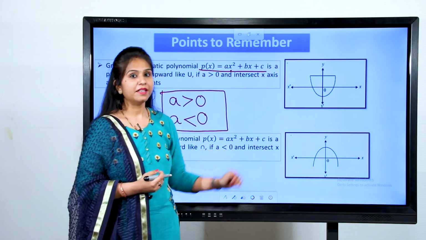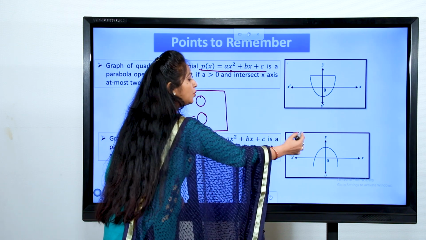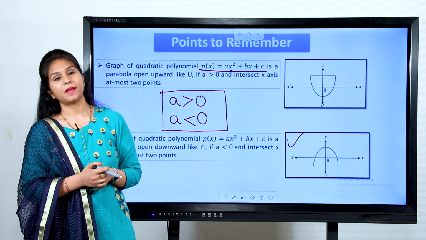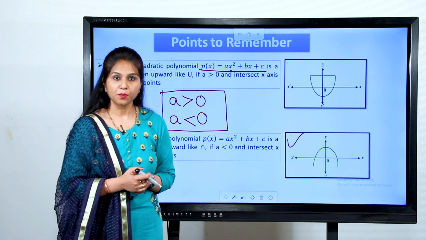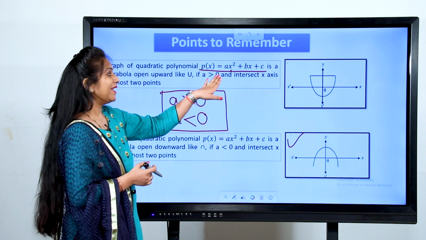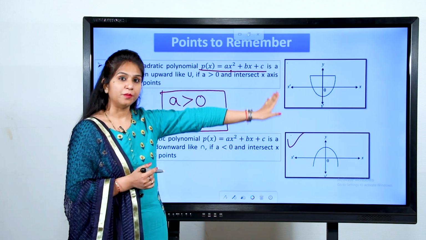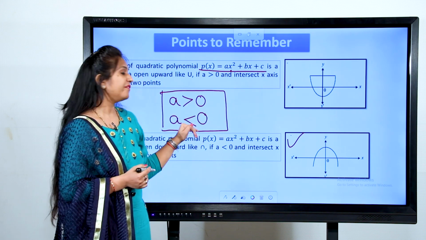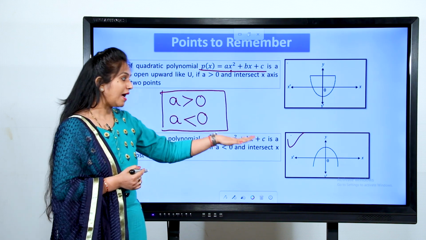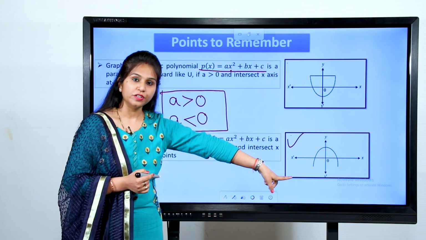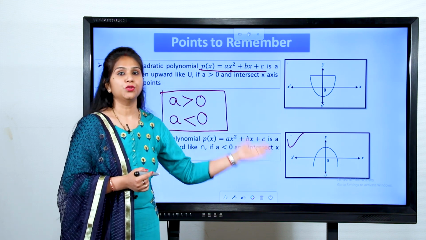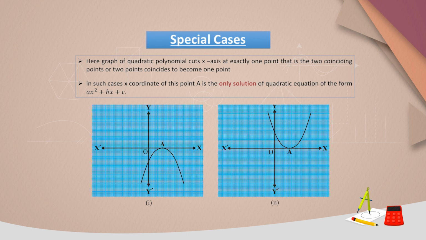So when it is a negative number, in that case we are going to get a downward parabola. So children, this is a very important point. Number 1, when a is greater than 0, we are going to get an upward parabola or upward U-shaped graph, and when a is less than 0, in that case we are going to get a downward parabola or downward U. Children, there are a few special cases as well.